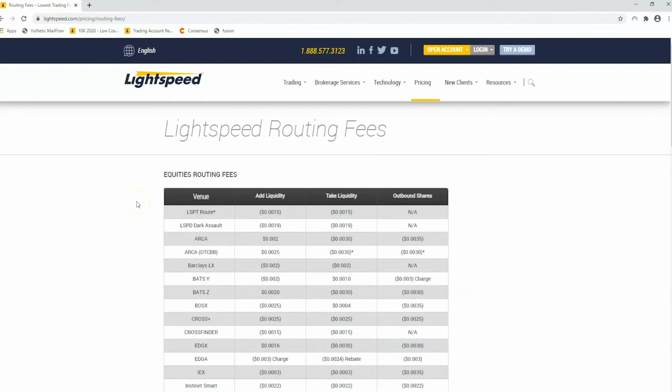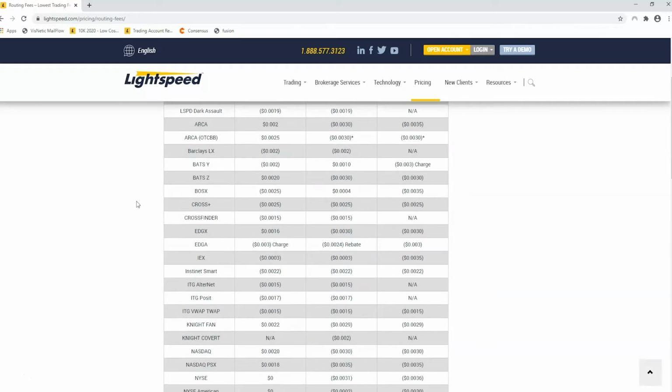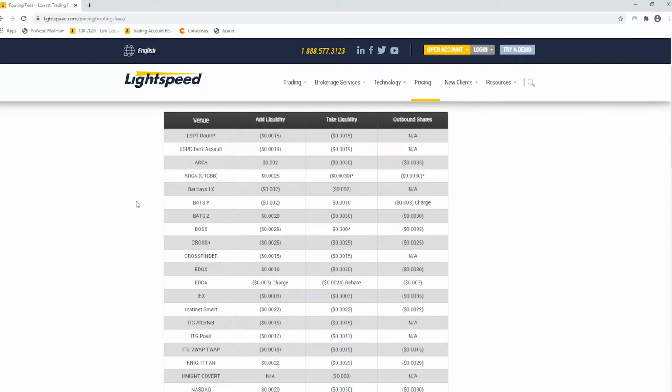Please remember to keep in mind the per share cost of the route you are using. Some routes cost more than others, and these fractions of a cent can add up faster than you think. We offer the Lightspeed route LSPT, which is our internal route, which tries to find the best route and price for your order. This is our most cost-effective routing option.